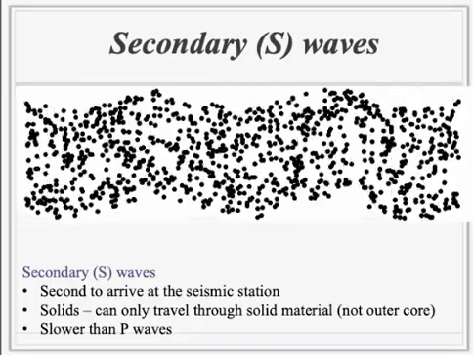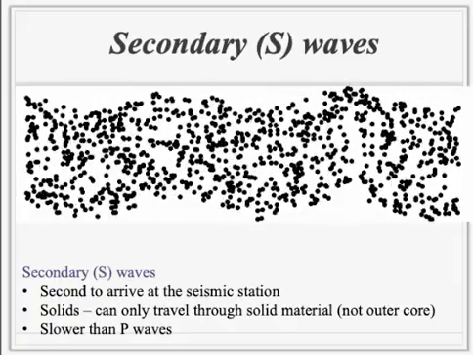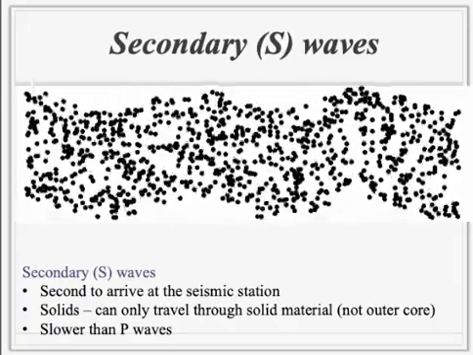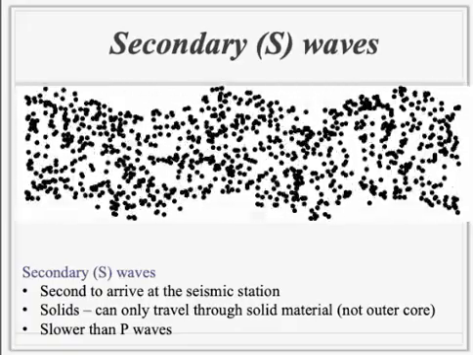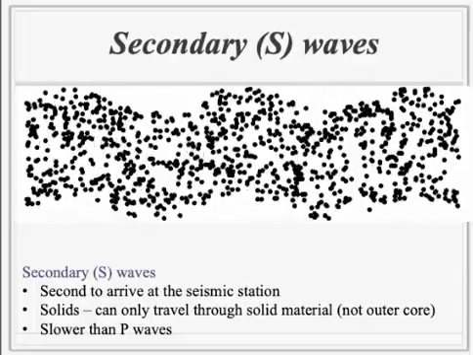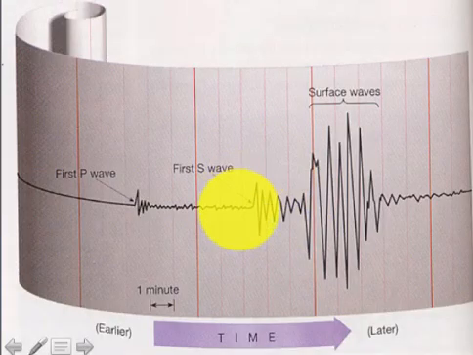S waves, or secondary waves, are slower than P waves, so they show up on the seismogram later. They can only go through solids, and they go side to side. There's a lot of S words related to these waves. Here are your S waves, or secondary waves, on this seismogram.